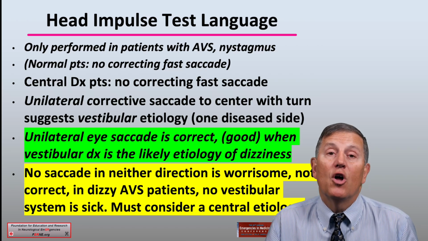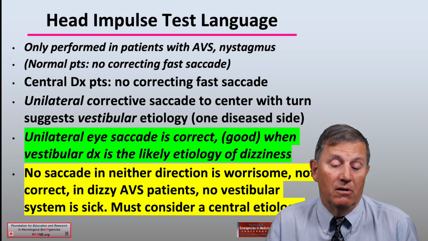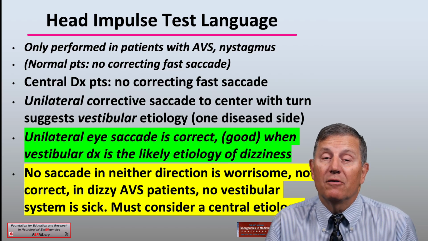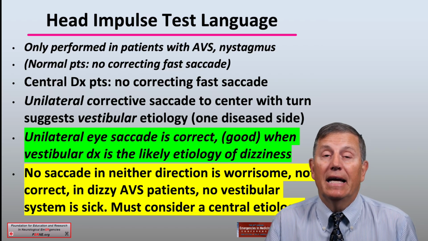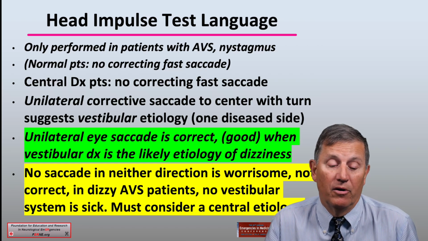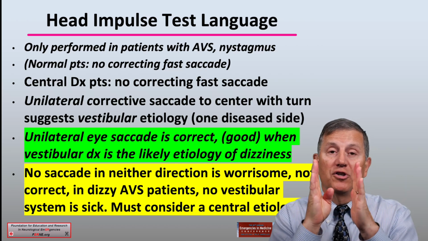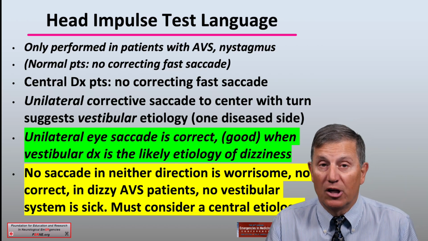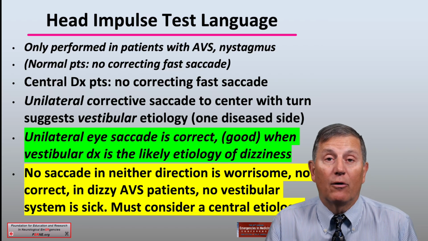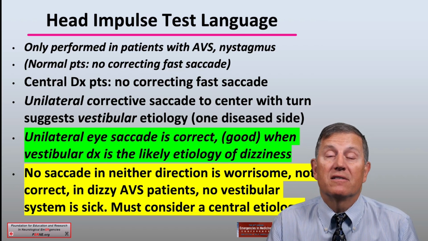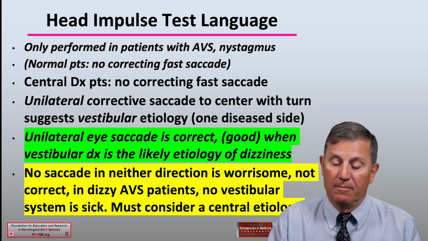Centrally, if there's no saccade in either direction, that's worrisome. It's not correct. It means that there's likely a central etiology because there's no vestibular dysfunction. If you do see a unilateral eye saccade, which is a correction to the center, this is actually good because a unilateral saccade suggests that one of the two vestibular systems peripherally is malfunctioning.